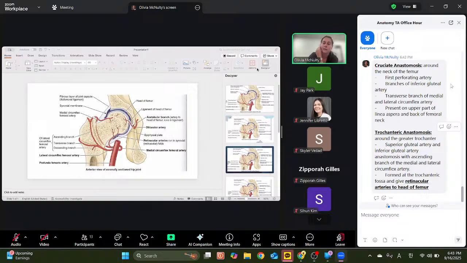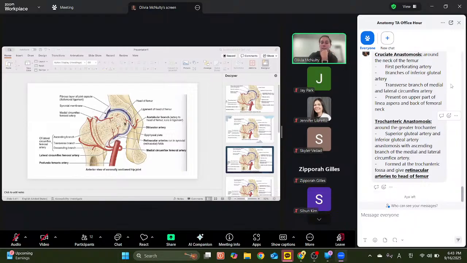But when we think of this, we have two different areas going around. There's the cruciate anastomosis, which is around the neck of the femur. If this is the head of the femur, this would be more of the neck. And the ligament of the head of the femur is right here, and like I said, that degenerates in people as they get older.